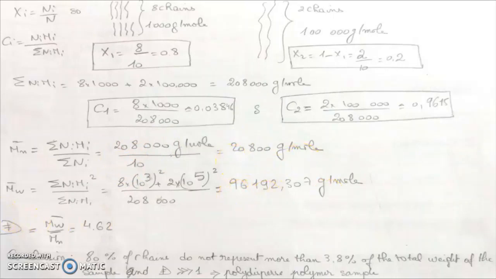By applying the formula of dispersity, we are able to calculate the dispersity of our sample, and here we find that D is very high. It's 462, much higher than 1, so we do have a polydisperse system. And we can conclude here that as x1 is equal to 0.8, almost 80% of the chains do not represent more than 3.8% of the total weight of the sample.